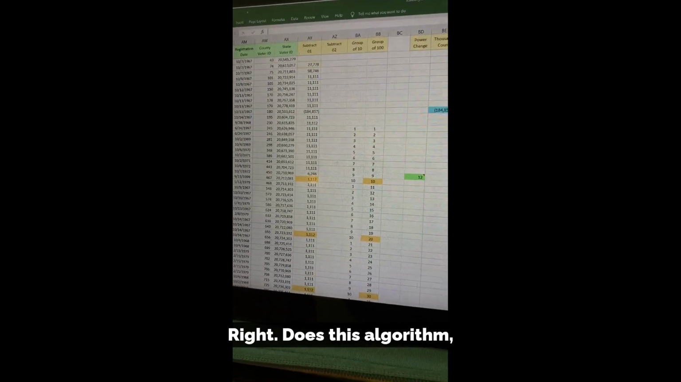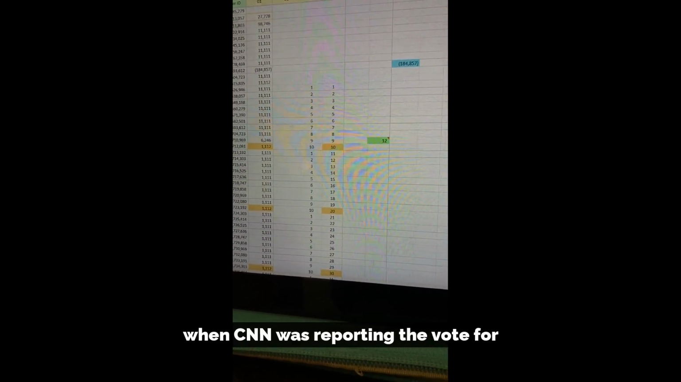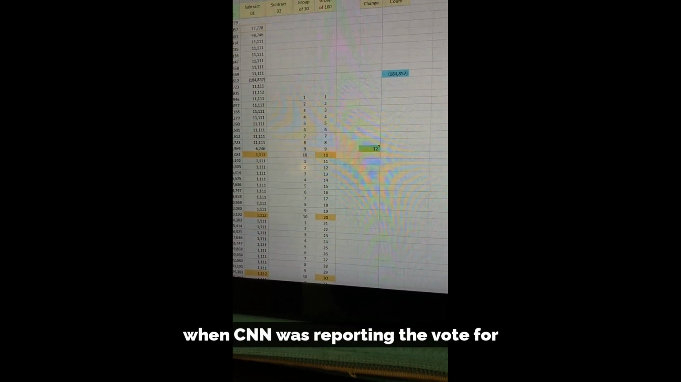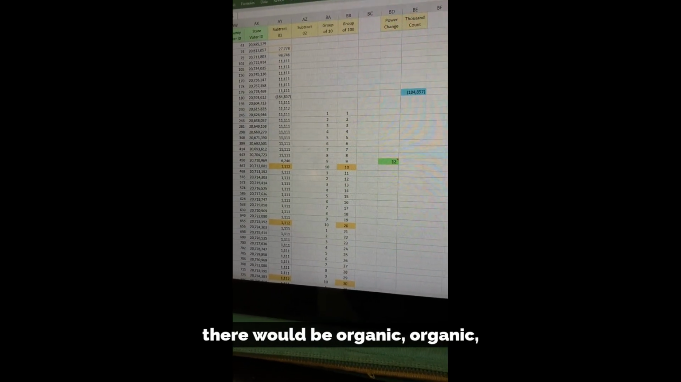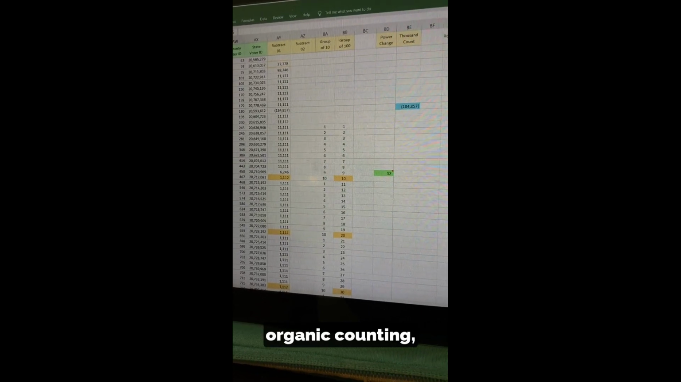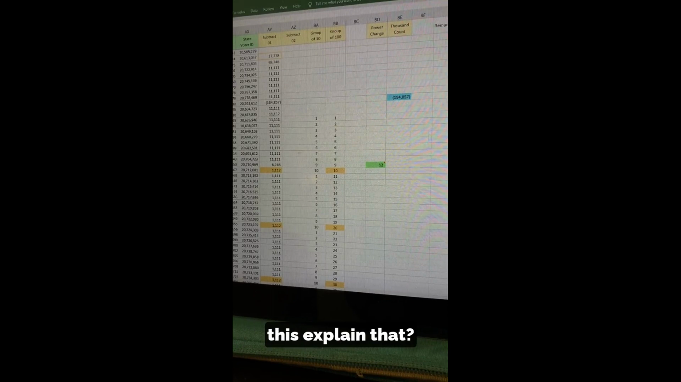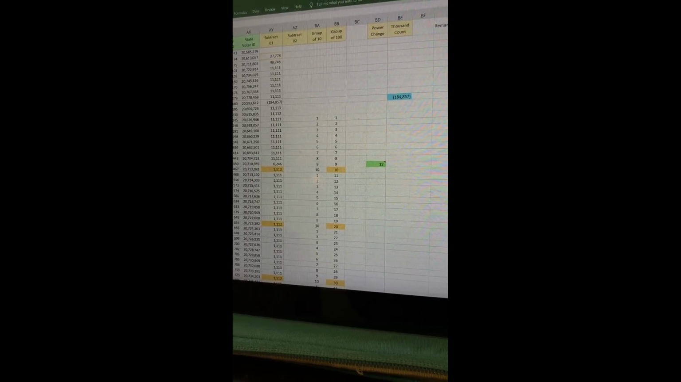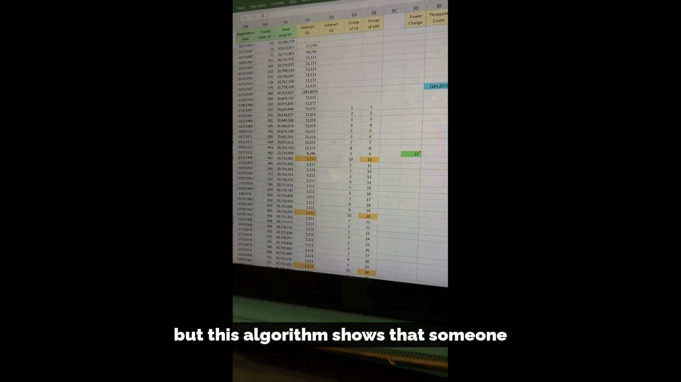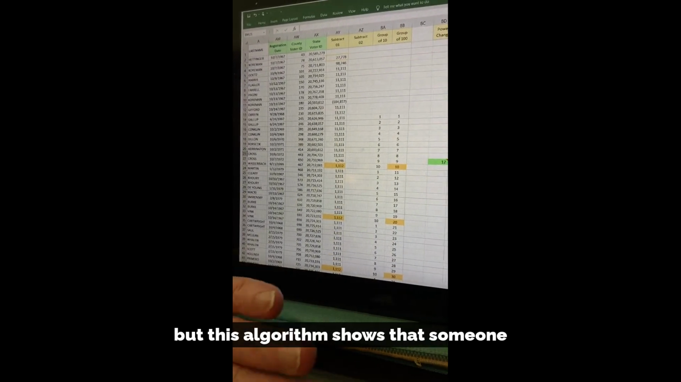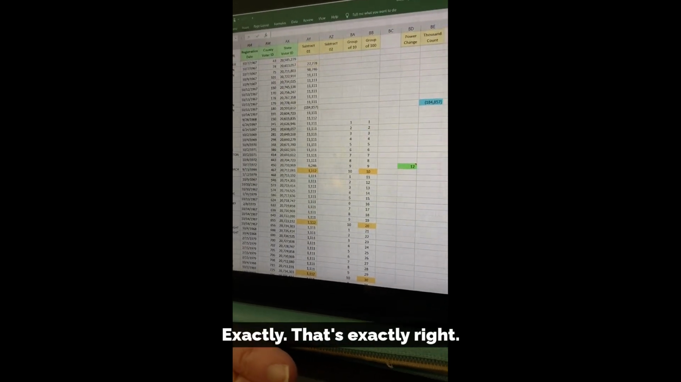Does this kind of algorithm explain why, for instance, when CNN was reporting the vote for the presidential election in 2020, there would be organic counting, and then suddenly there would be a jump? Could an algorithm like this explain that? I don't think this algorithm explains it, but this algorithm shows that someone has designed the voter system to be unnatural. Right, exactly. That's exactly right.